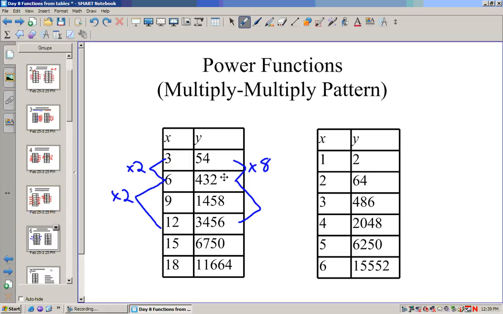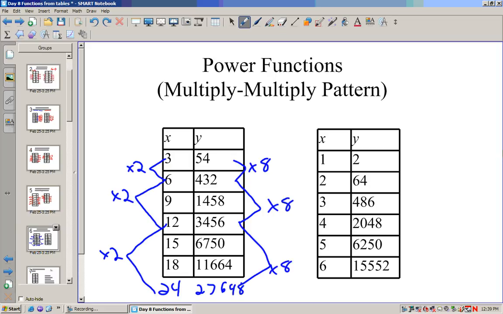So from 432 to 3,456, we should multiply by 8. Now we can't multiply this by 2 and still be in our function, but I guess I could have it out here. 24, if I multiply that by 2, I get 48. That would be 3,456 times 8, which is 27,648.